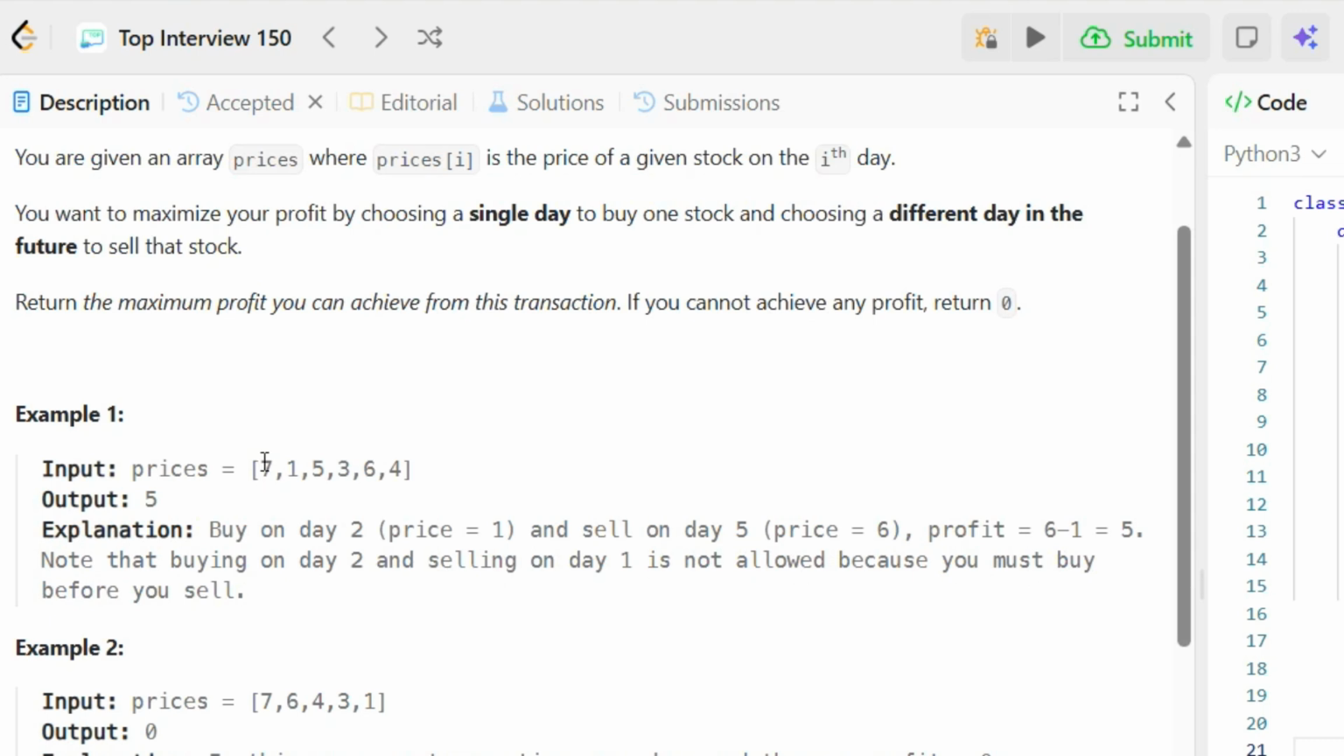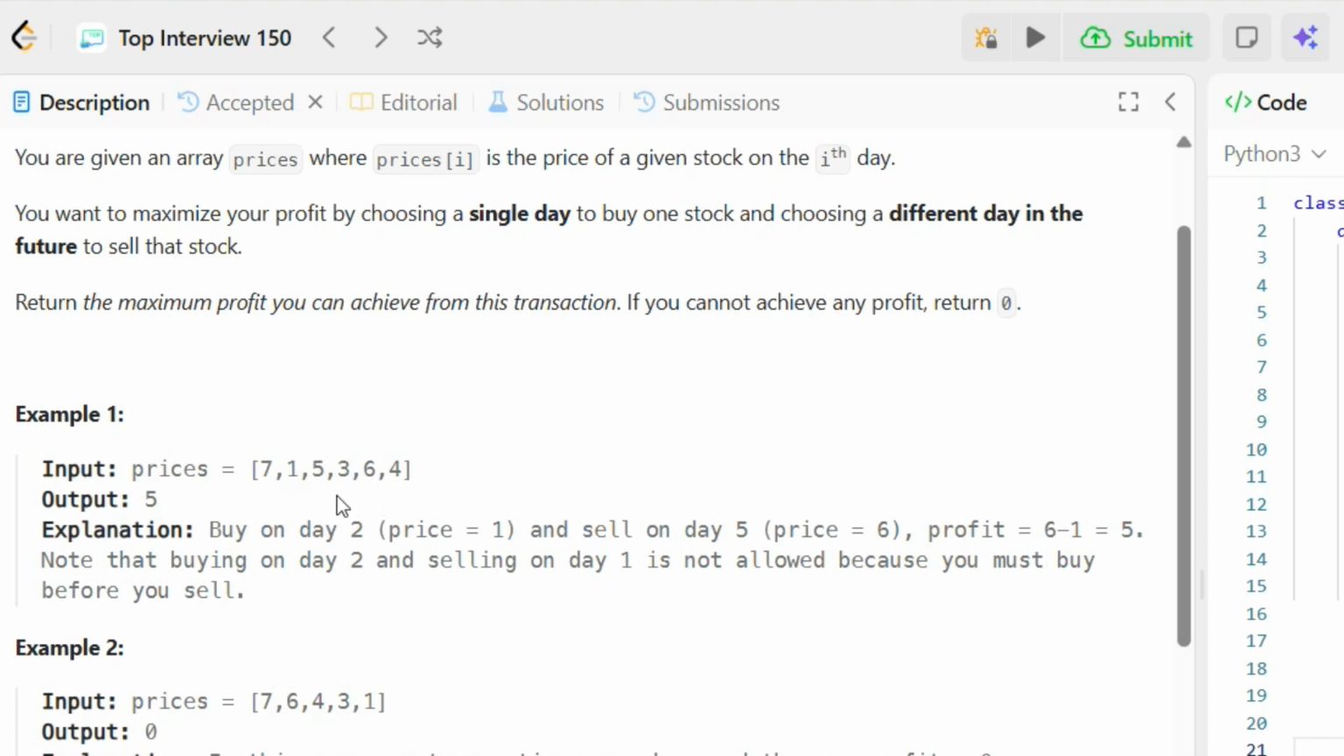On day one you bought the stock for 7 and that day only you were selling, 7 minus 7 is equal to 0. The next day the price is 1, maybe it is down. So 1 minus 7 is minus 6, that is a loss. Next you go to the 5, and before this what is the lowest, that is 1. 5 minus 1 is 4, and next you can go to 3 minus 1, that is a 2 profit.